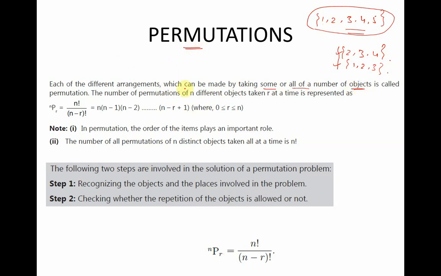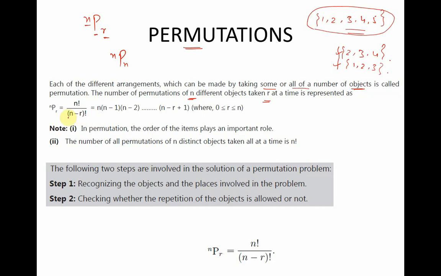The number of permutations of n objects taken r at a time is represented by nPr. This P represents the permutation, n represents the total number of objects, and r represents the objects that are chosen at any given time. Now if we are checking for the permutation of all the objects, then it will become nPn.